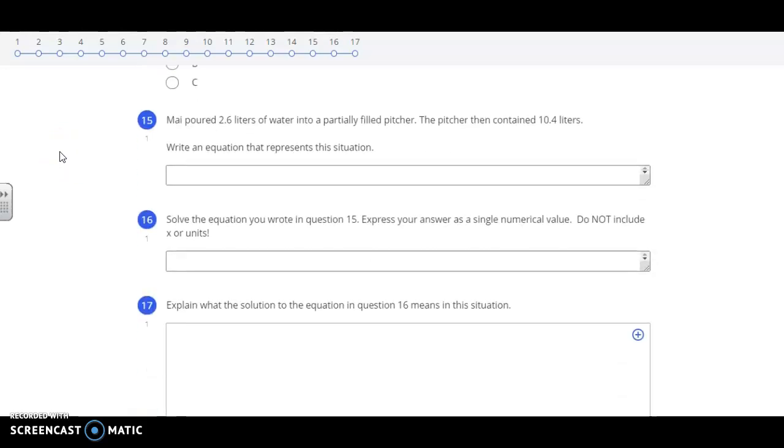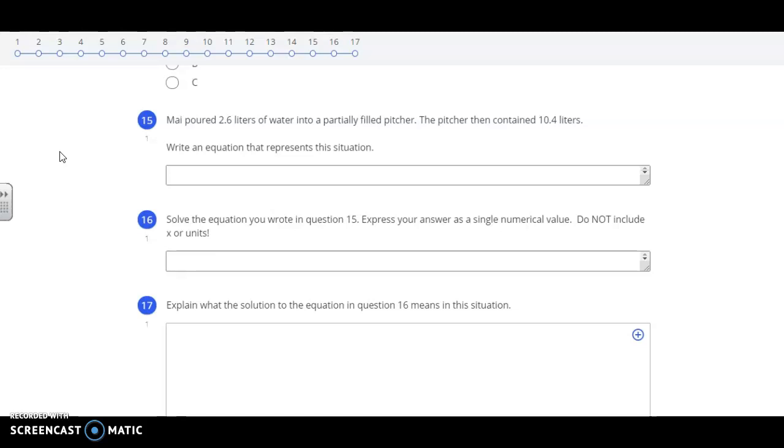Number 15. Mai poured 2 6/10 liters of water into a partially filled pitcher. The pitcher then contained 10 4/10 liters. Write an equation that represents this situation. Pause and solve.